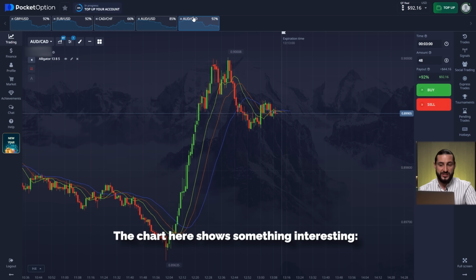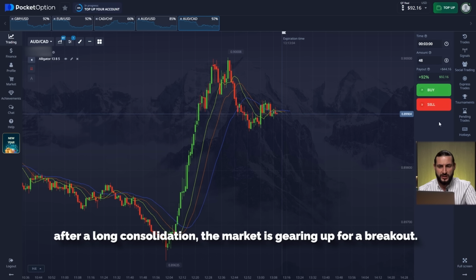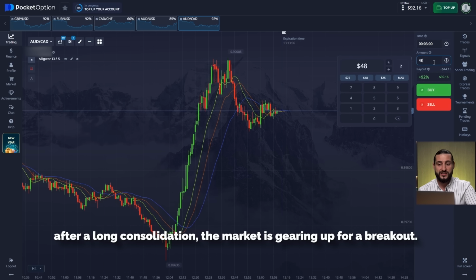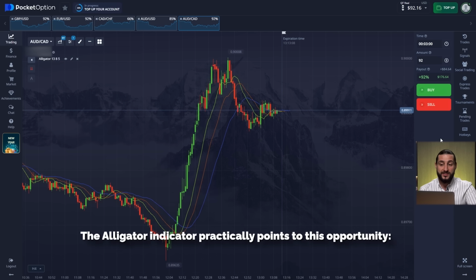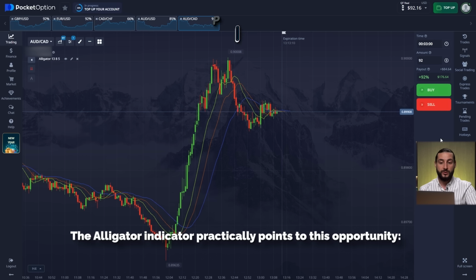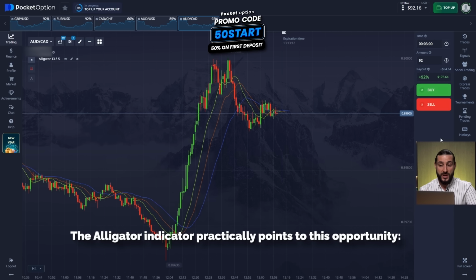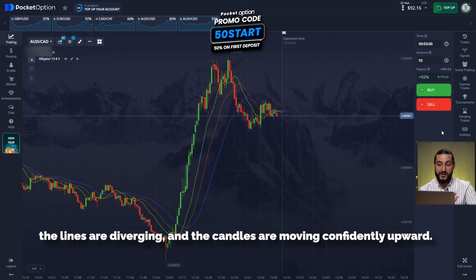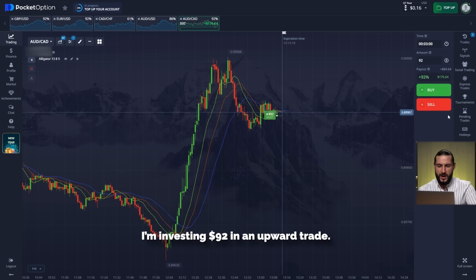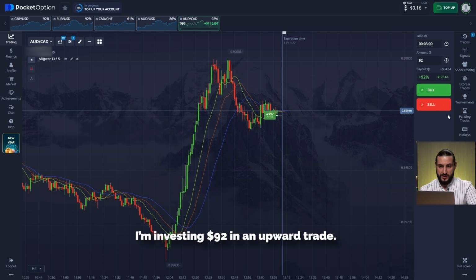AUD CAD. The chart here shows something interesting. After a long consolidation, the market is gearing up for a breakout. The alligator indicator particularly points to the opportunity. The lines are diverging and the candles are moving confidently upward. I'm investing $92 in an upward trade.